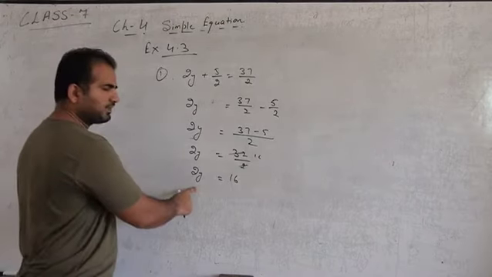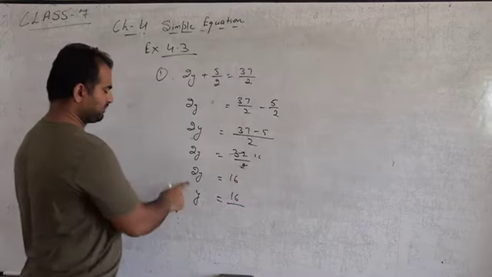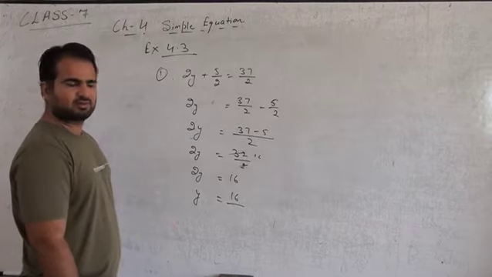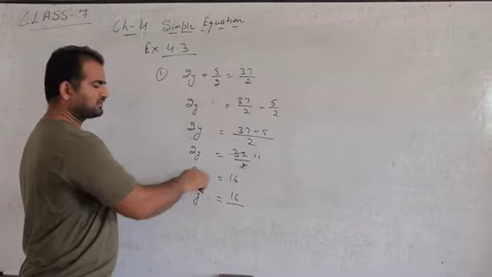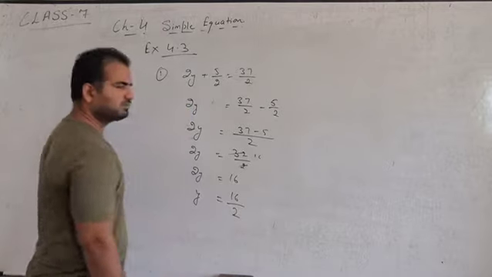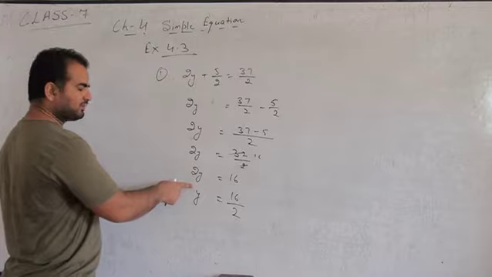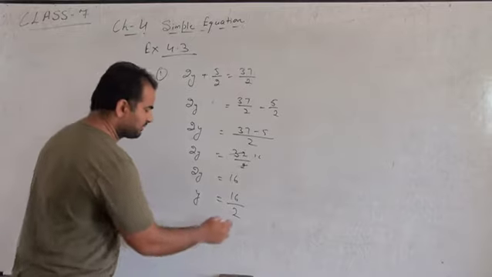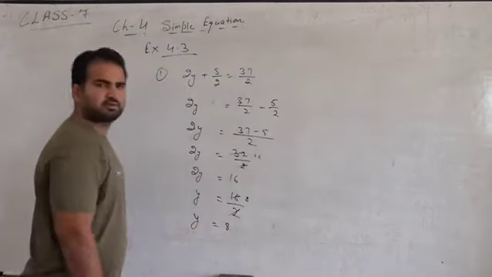Okay, what will be the value of y? Y will be 16 divided by 2. Why 2 is there? Because 2y is equal to 16, then y should be 16 upon 2, because 2 is transposed to the right hand side, and here it was in multiplication with y, so it will be transposed and there it will be in division. So 2 eights are 16, y equals 8. Okay.